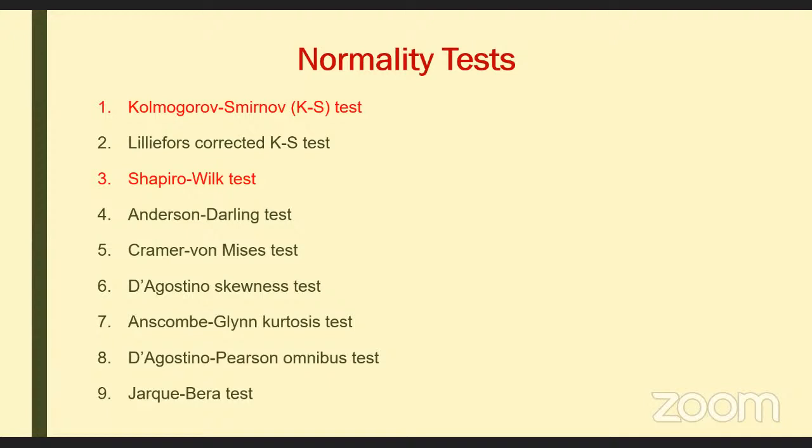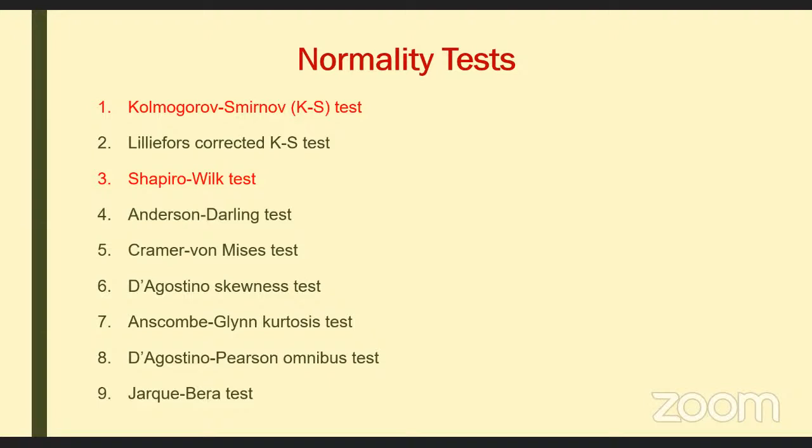Otherwise, in other non-continuous data or non-continuous variables, you have to go for a non-parametric test. You cannot plot a graph all the time for the data given, so we have various normality tests. Whether data pass the normality test or not has to be checked. We have the Kolmogorov Smirnov test, Lilliefors corrected test, Shapiro-Wilk test, Anderson-Darling test, Cramer-von Mises test, and so many more.